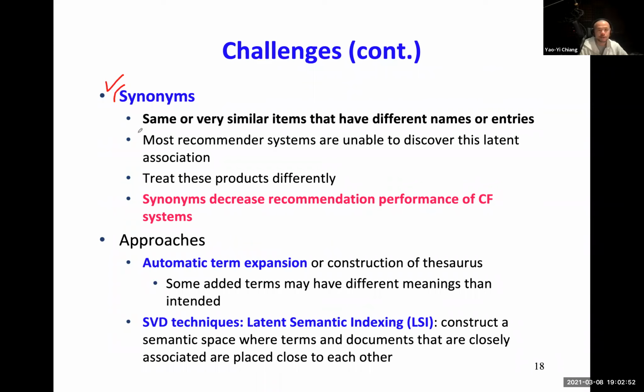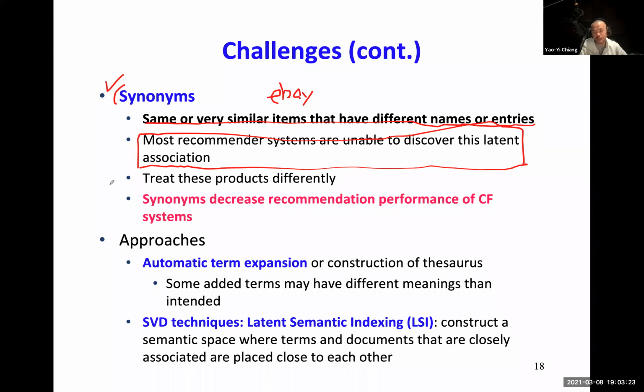So synonyms. Sometimes you have the same or very similar items that have different names or entries. This is especially true when you look at eBay, right? The user can provide names of an item, descriptions of an item, which makes it difficult to know they're the same item. Most recommendation systems are unable to discover this latent association. They do not know two items are actually the same, although they might have different names. So they will treat these items differently, and then you will decrease the performance of a CF system, right?